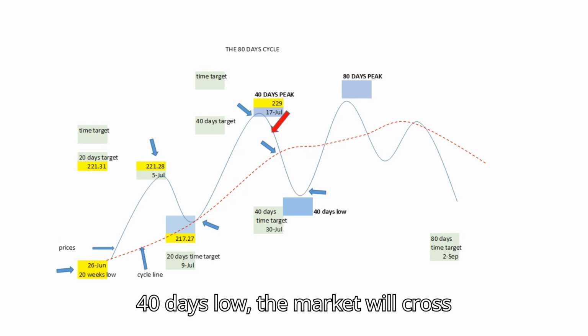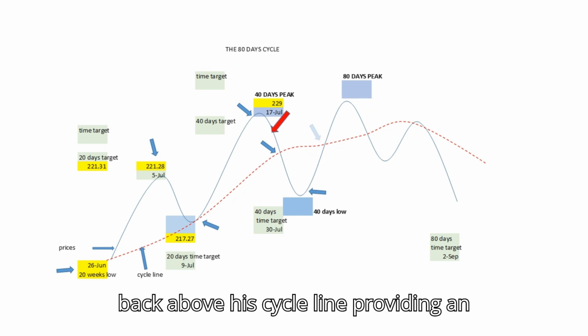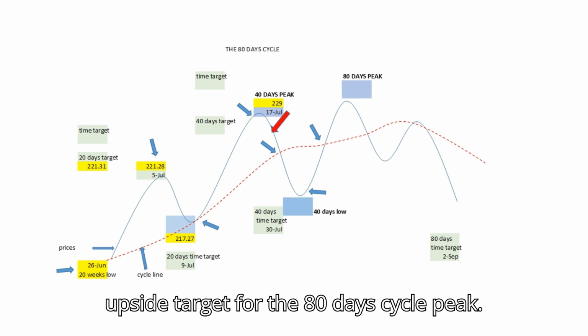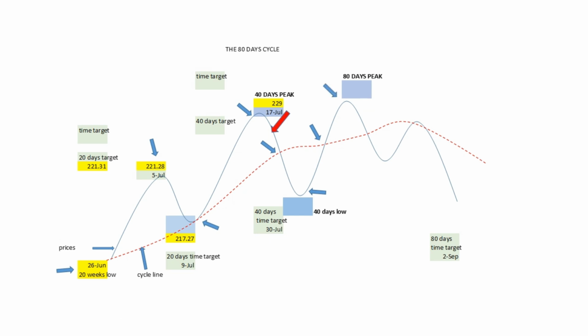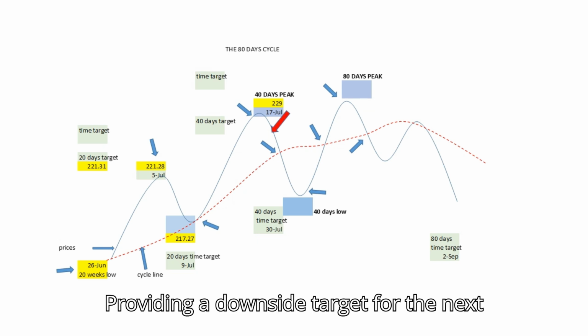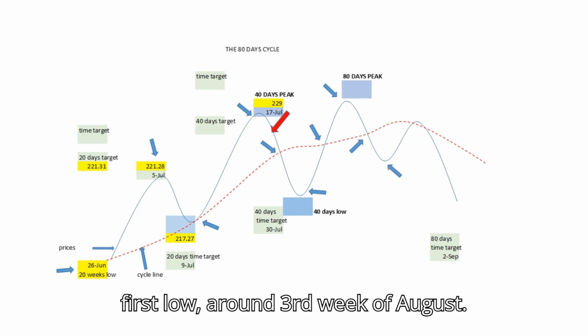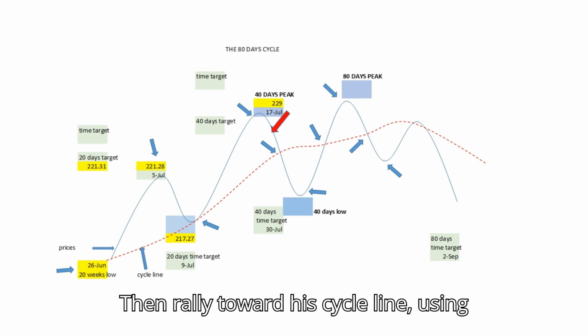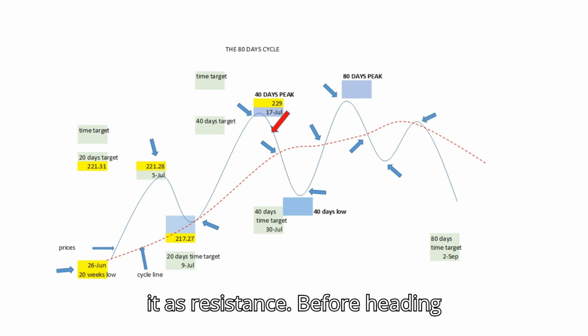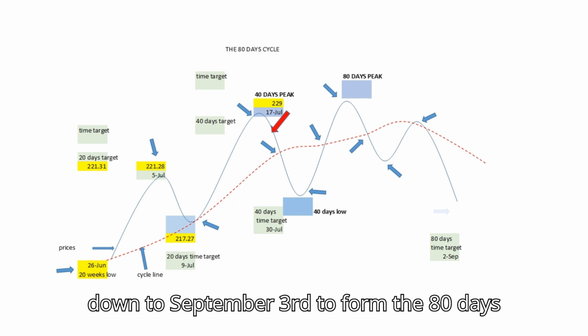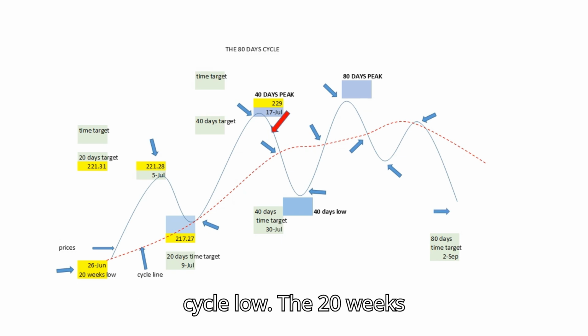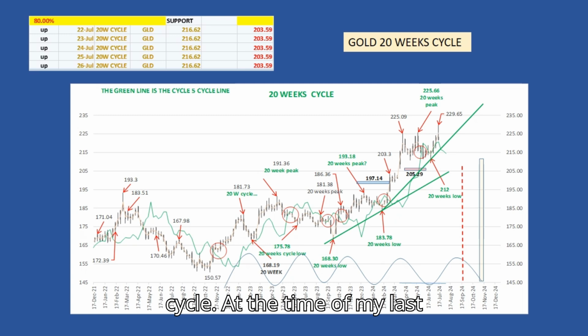After forming its 40 days low, the market will cross back above its cycle line, providing an upside target for the 80 days cycle peak. Then, after the 80 days cycle peak formation, the gold ETF should cross back below its cycle line, providing a downside target for the next 80 days cycle low, forming a first low around the third week of August. Then rally toward its cycle line, using it as resistance, before heading down to September 3 to form the 80 days cycle low.